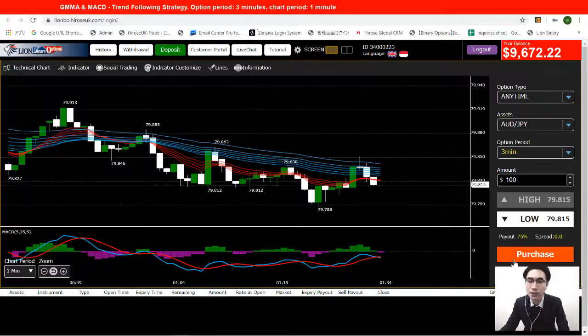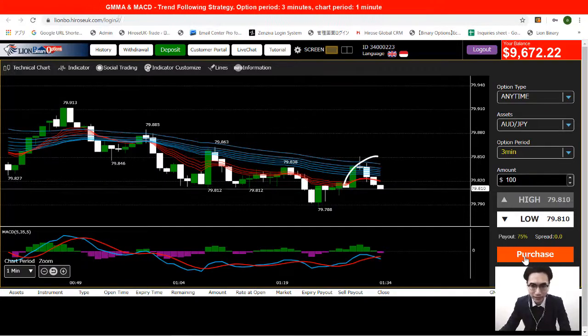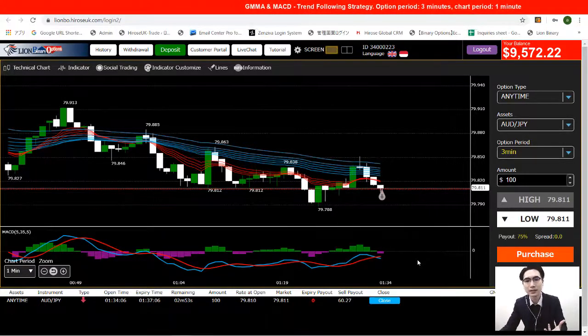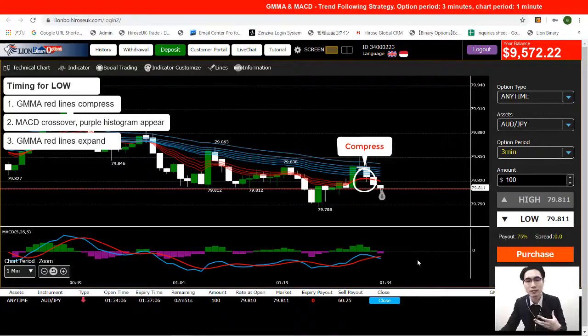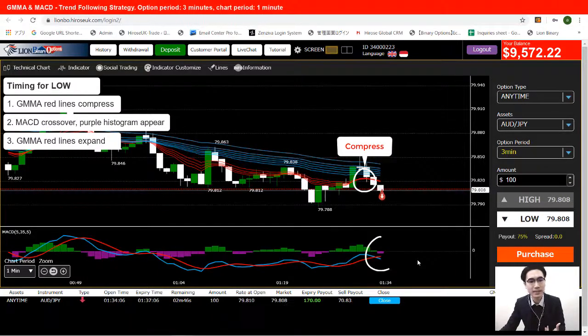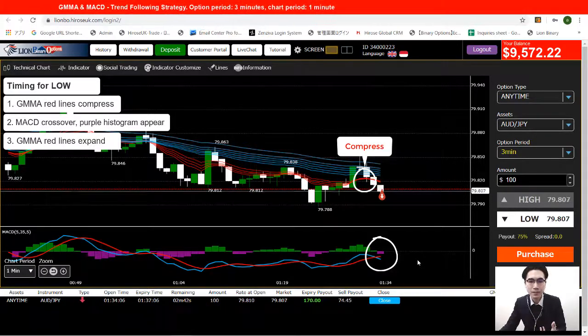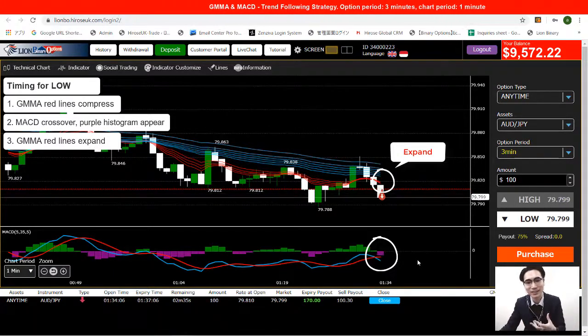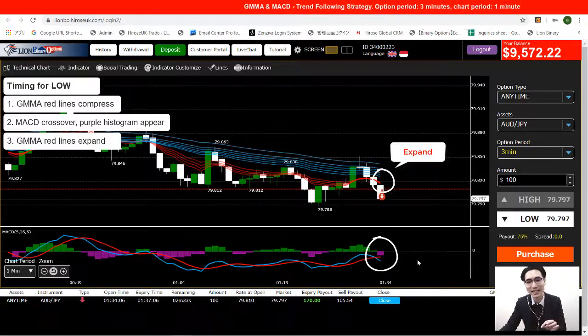So okay, I open the trade here first. Just one trade. Now you see the GMMA, the red lines are really obvious, so it was compressing. I move on to the MACD, so two lines cross over and it gives me a purple histogram. If I go back to the GMMA there, the expansion is not so obvious, but then it actually expands, so that's why I opened my trade there.